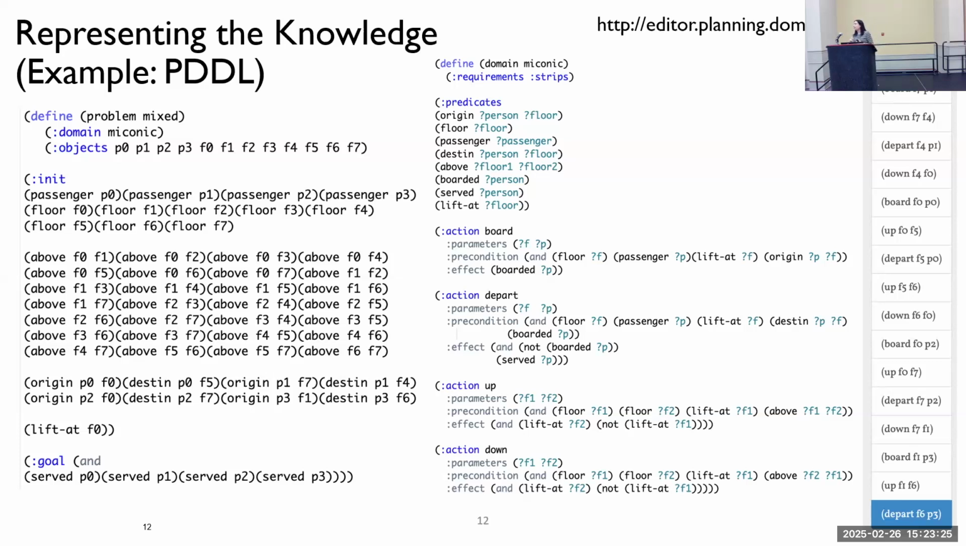In PDDL, you have two files, the problem file and the domain file. The problem file, on the left, defines the initial state and the objects. Here we have four passengers. By the way, this is the Miconic elevator domain. So you have four passengers and eight floors. The problem file describes the different floors, the relationship between the floors, and the original location of the passengers, as well as the goal. The goal would be to serve these passengers, so move them from their initial locations on the different floors to a final destination floor. The domain file describes the predicates as well as actions. Here, some actions would be boarding a passenger into an elevator, or departing, as well as the movement of the elevator, which is going up and down.